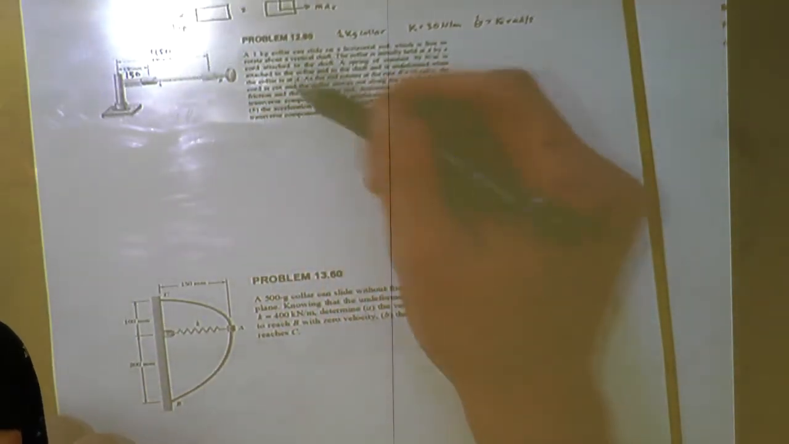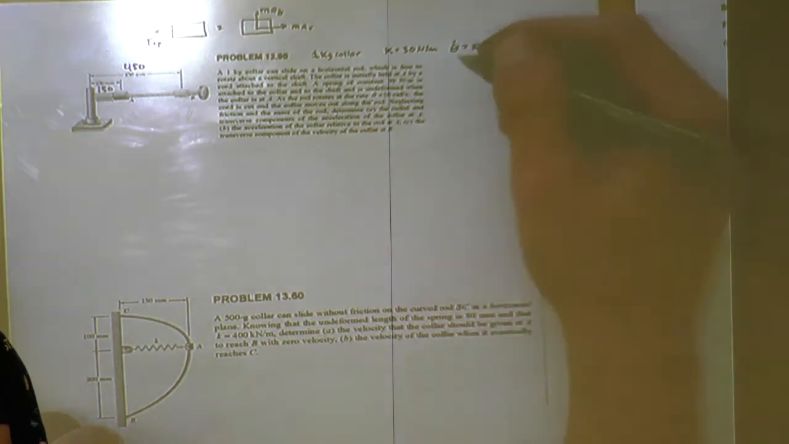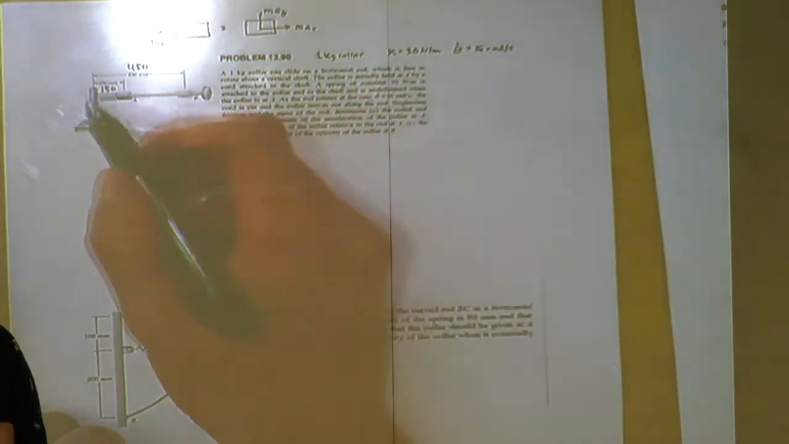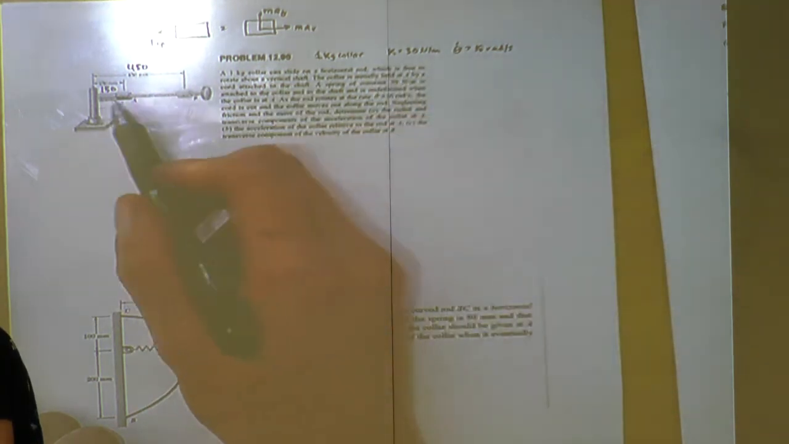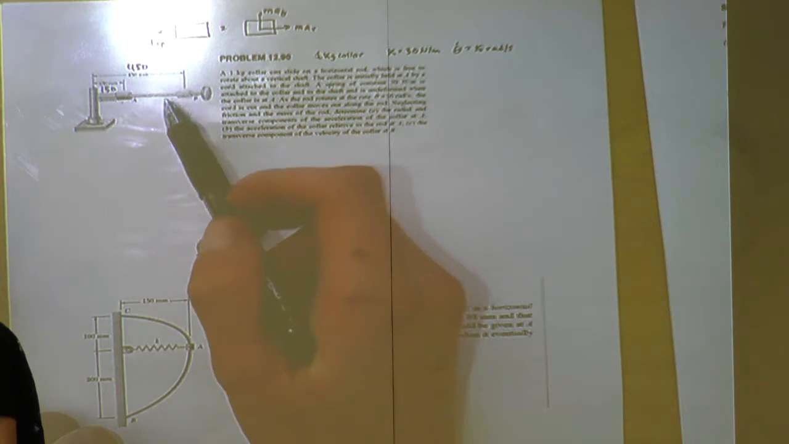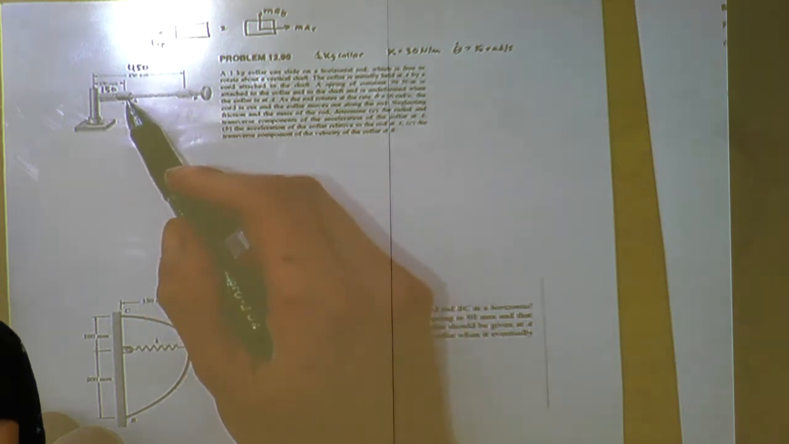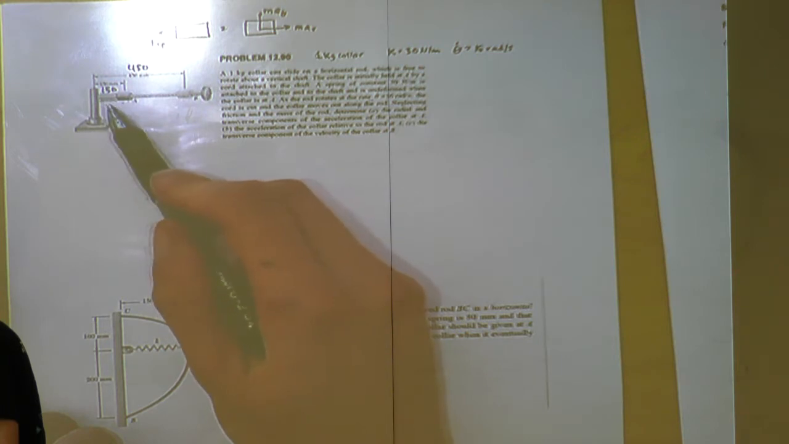So this came out really blurry, so I'm sure you guys can't read any of that. But the question is asking: there's a 1 kilogram collar right here, and it can slide on a horizontal rod, which is free to rotate about this shaft. The collar is initially held at A by a cord attached to the shaft, right here.